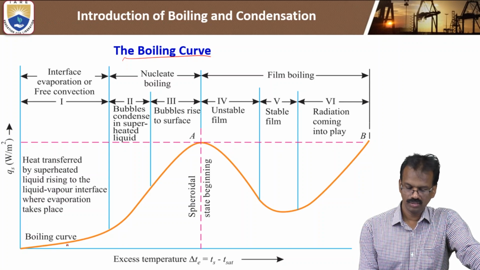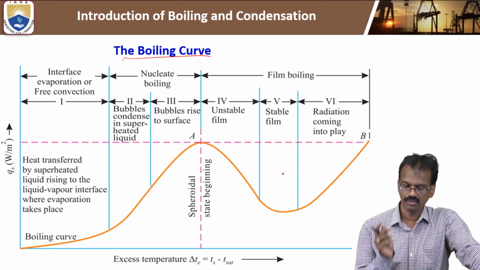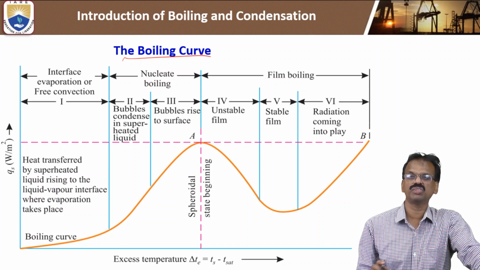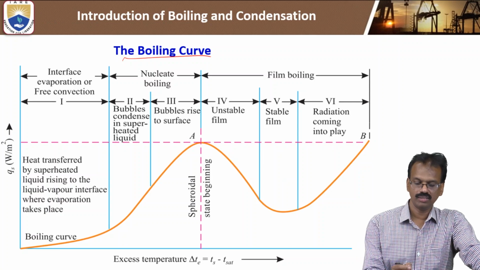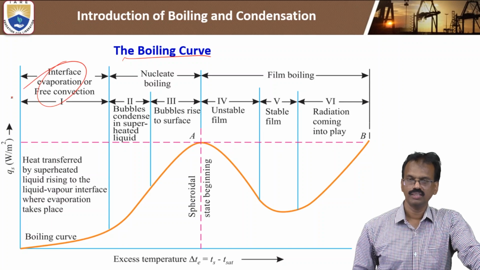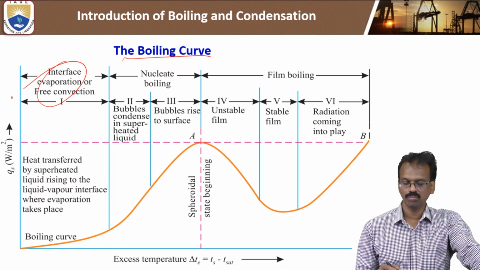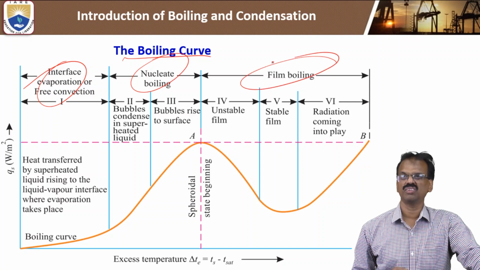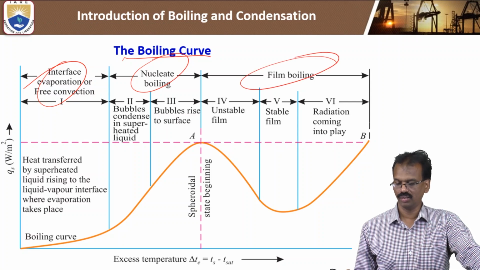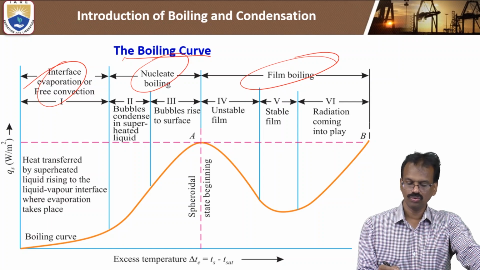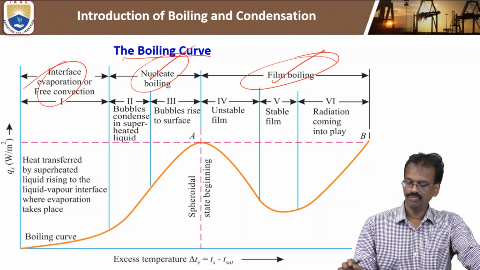So this is the heat transfer rate, the heat flux curve. Here we'll see three stages. One is the interface evaporation or free convection process. The second one is nucleate boiling formation, and then film boiling, the formation of one layer at the surface. So nucleate boiling and film boiling.